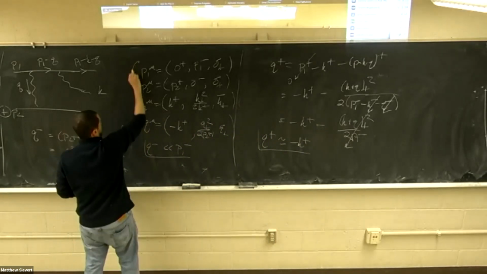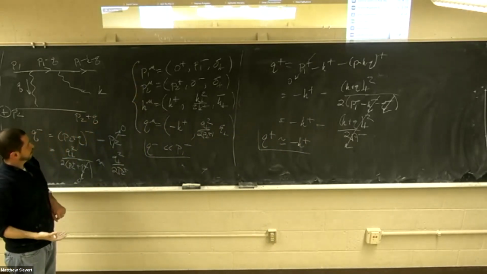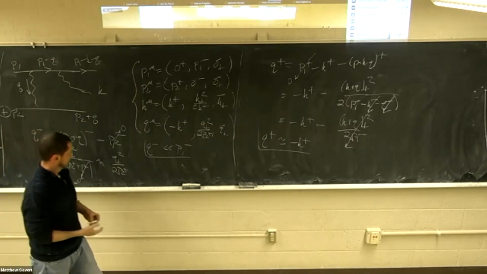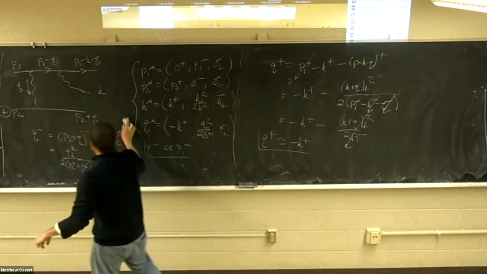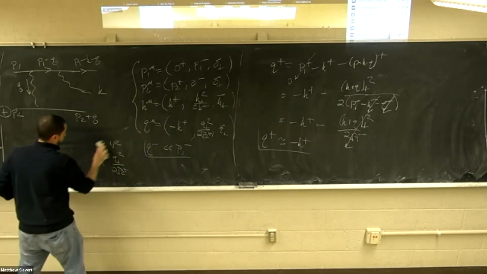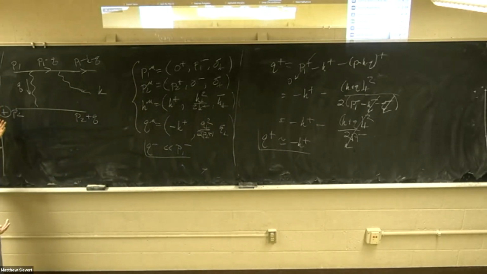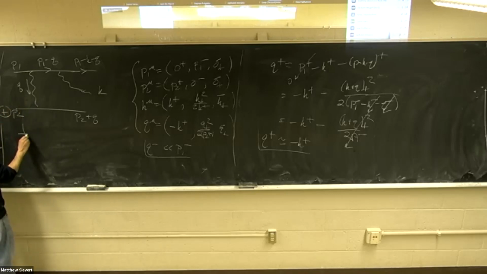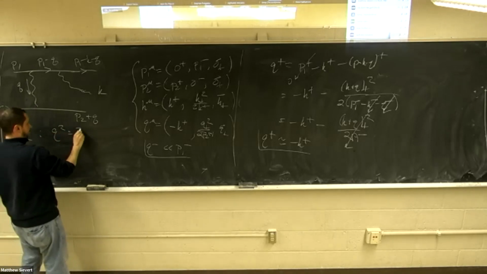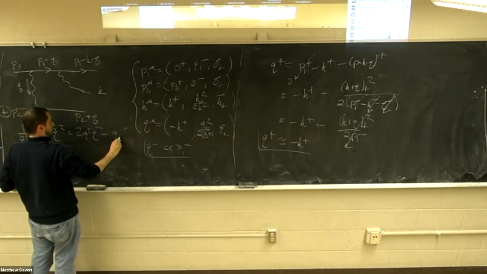Okay, so I've specified my kinematics, all of the variables: P1, P2, K, and Q. Now let's start to compute the elements that will be necessary for my diagrams. Both of the diagrams are going to have numerator algebra in terms of u's and u bars and color factors that I have to deal with individually. But both of the diagrams have the same Q propagator. So all diagrams will have 1 over Q squared, where Q squared is 2 Q plus Q minus minus Q perp squared.